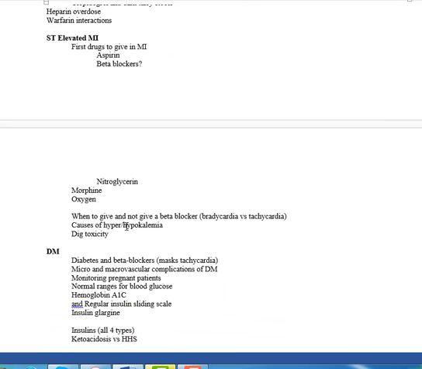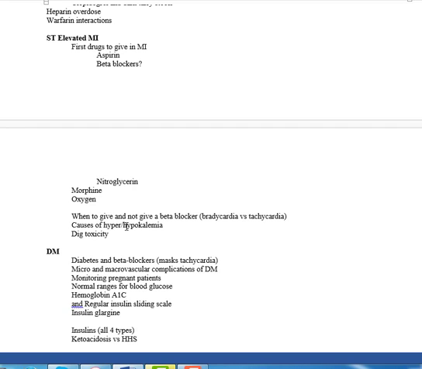ST elevated MI, what are the first drugs that we give? Why do we give an aspirin right away? Why would it make sense to give a beta blocker? Why does it make sense to give nitroglycerin? So again, looking at mechanism of action, something like aspirin, making the platelets not sticky.